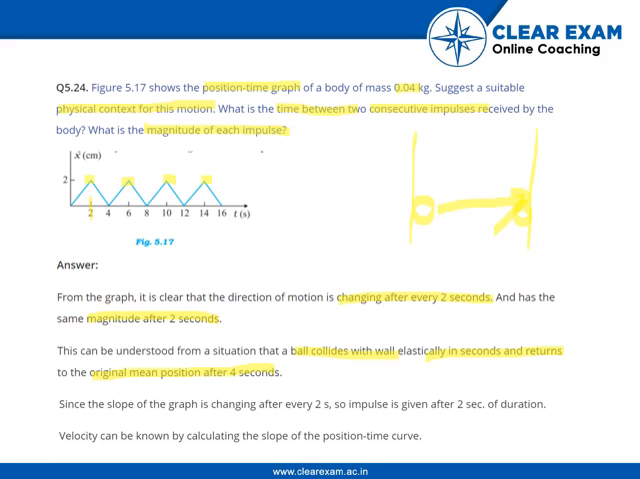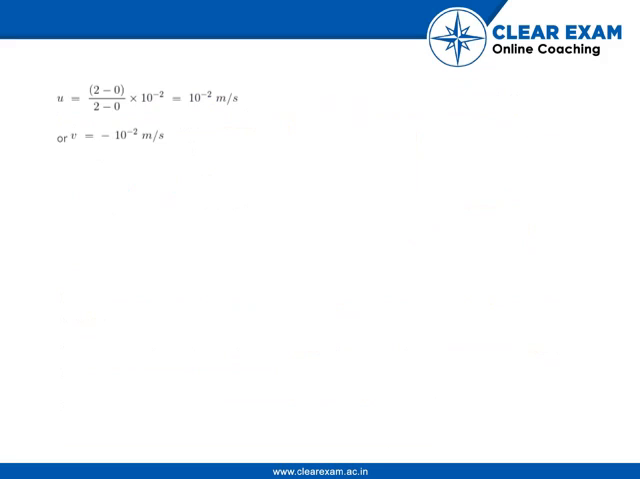Since the slope of the graph is changing after every 2 seconds, the impulse is given after a 2 second duration, which changes the momentum. Therefore, u would be the change in position by change in time. This gives the value of 10 to the power minus 2 meter per second. Therefore, we can say the final velocity would be minus 10 to the power minus 2 meter per second.